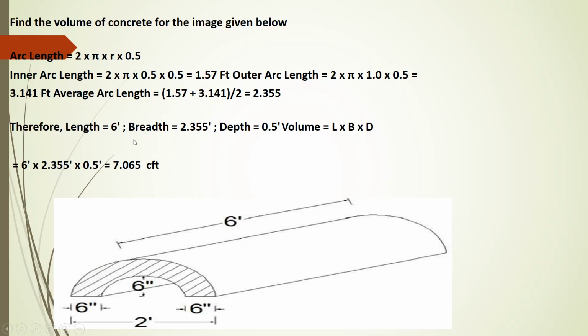Therefore, length is equal to 6, breadth is equal to 2.355, depth is equal to 0.5, that is 6 inches. Volume will be length into breadth into depth, that is 6 into 2.355 into 0.5, which will be 7.065 cubic feet.